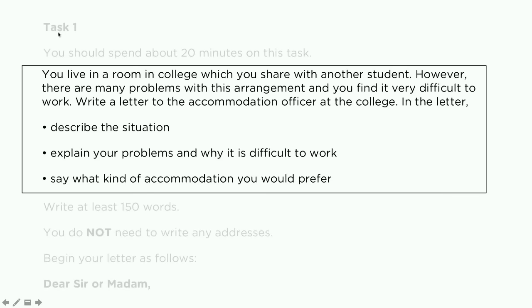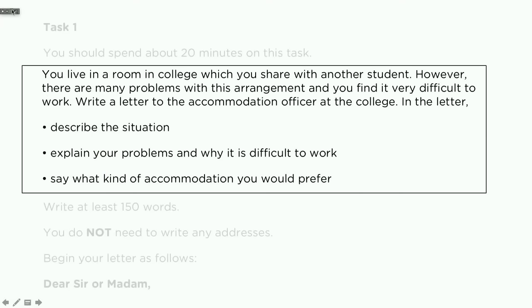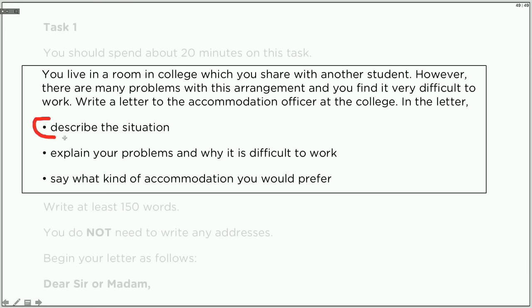Specifically, what it means is that you have understood the scenario, you have described the situation, you've explained your problems and why it's difficult to work, and you've said what kind of accommodation you would prefer. Now, of course, this becomes paragraph one, this is paragraph two, this is paragraph three. What's really important is you do not blend your paragraphs together. That's a hard thing to do. You need to keep them separate, right? You want to just make sure that this paragraph is very separate from this paragraph and very separate from this paragraph, etc.